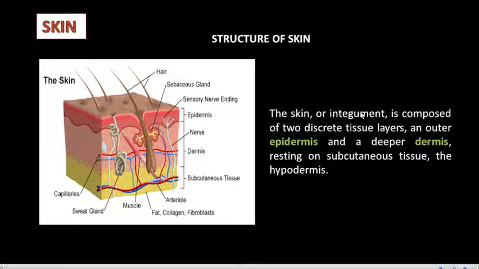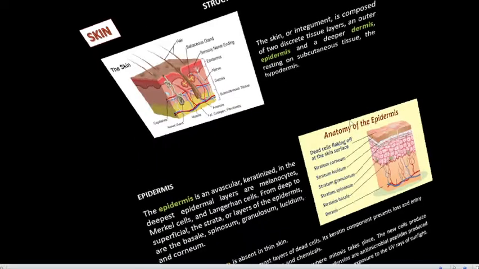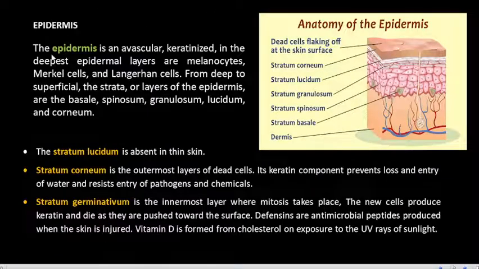So, the skin, or also known as integument, is composed of 2 discrete tissue layers. So, an outer epidermis, the one that is found on the surface, and a deeper dermis that is resting on the subcutaneous tissue, the hypodermis. Okay, so you have epidermis, and then you have the dermis. Okay, now let's take up first the epidermis.